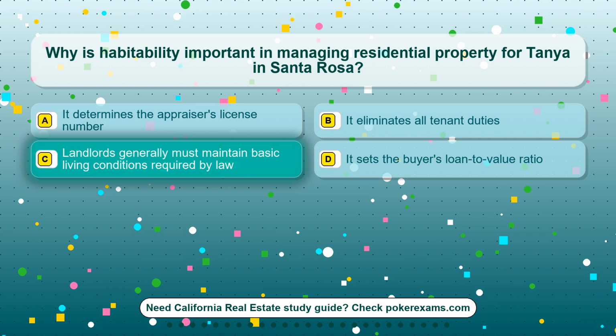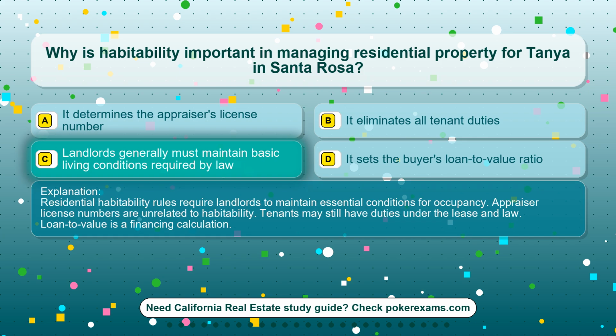The correct answer is option C. Landlords generally must maintain basic living conditions required by law. Residential habitability rules require landlords to maintain essential conditions for occupancy. Appraiser license numbers are unrelated to habitability. Tenants may still have duties under the lease and law. Loan-to-value is a financing calculation.